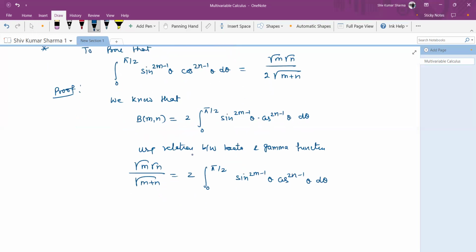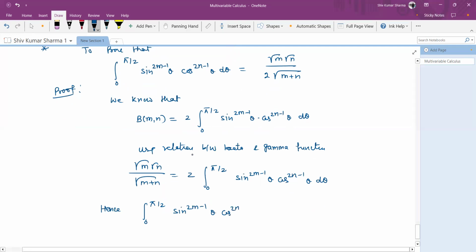Okay, so we can write down this result as, hence, integral 0 to pi by 2 sine 2m minus 1 theta cos 2n minus 1 theta d theta is equal to gamma m gamma n upon 2 gamma m plus n. So this is our proof.